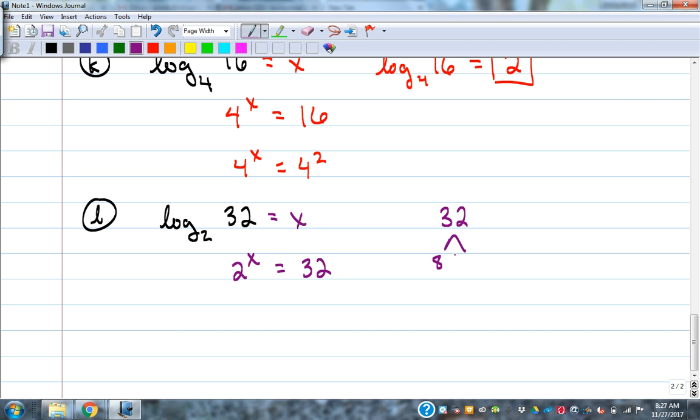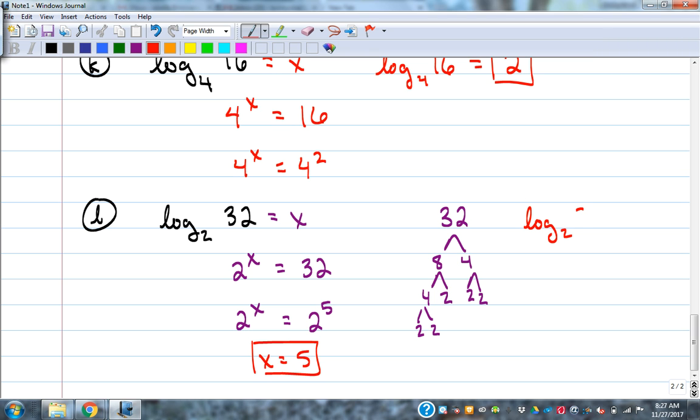So it's 8 and 4. That's 4 and 2, 2, 2. So 32 is really 2 to the what? 2, 3, 4, 5. 5? Yeah. 2 to the 5th. And if 2 to the x is equal to 2 to the 5th, what does x have to be? It has to be 5, right? So log base 2 of 32 is equal to 5. That's what we're kind of doing here.